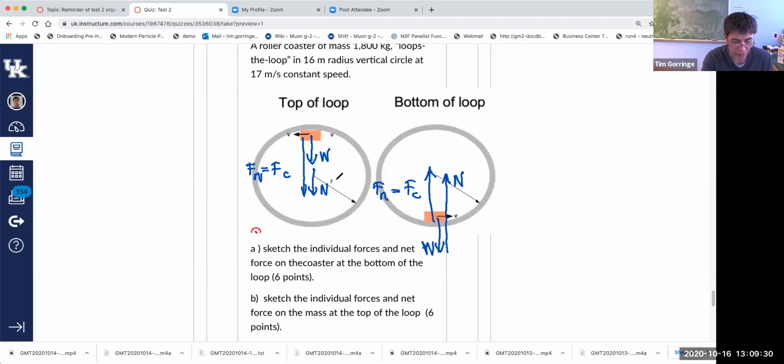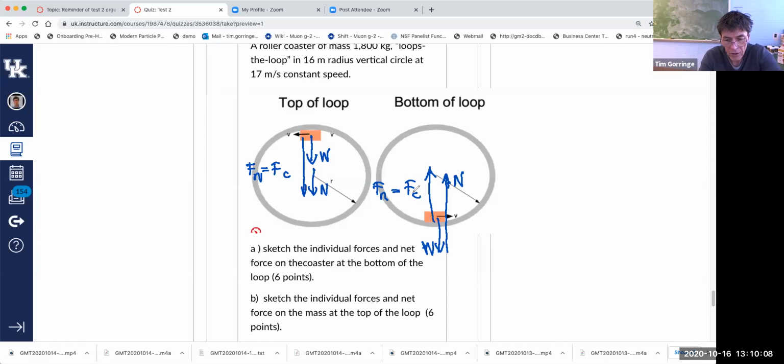And so you see actually something important from the picture, that centripetal forces, if I drew them accurately, should be exactly the same length, because the object is going in the same size circle with the same velocity. But in one case, weight and normal force act in the same direction, and together they provide that centripetal force. In the other case, they work in opposite directions, and the normal force has to push much harder to provide the necessary centripetal force. So the tracks are pushing harder on your roller coaster when it's at the bottom of the loop than they are when it's at the top of the loop.